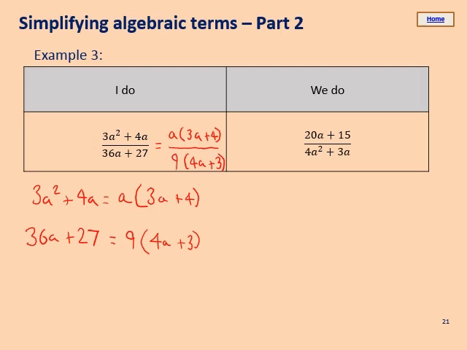As a matter of fact, this one actually doesn't even factorise, so we've got to leave it there, okay? Because 3a plus 4 is indeed not the same as 4a plus 3. So we can't cancel these two out. This must remain as it is, okay? Please pause the video, copy that down, and then try the we do for me.